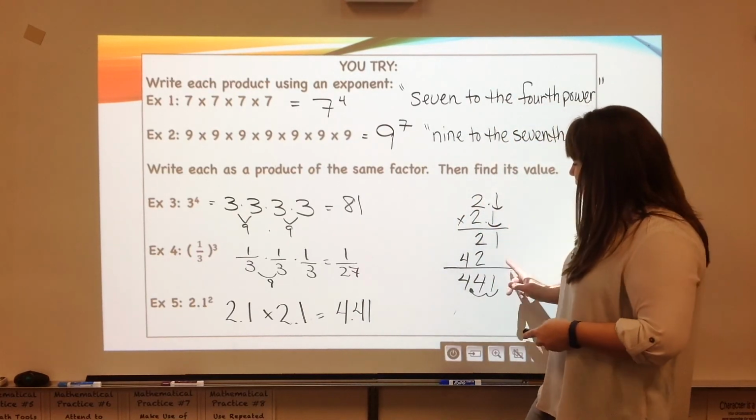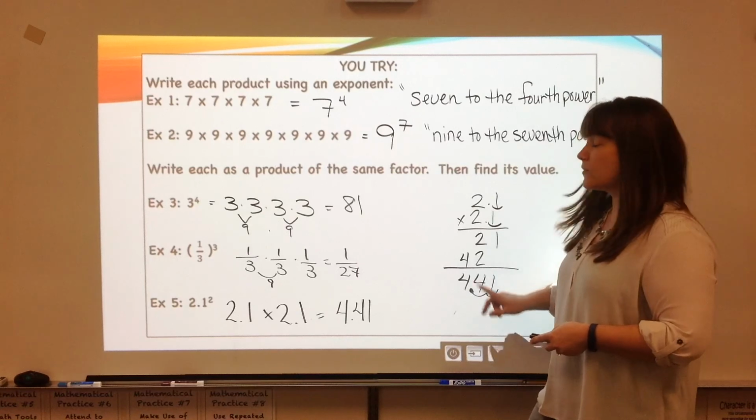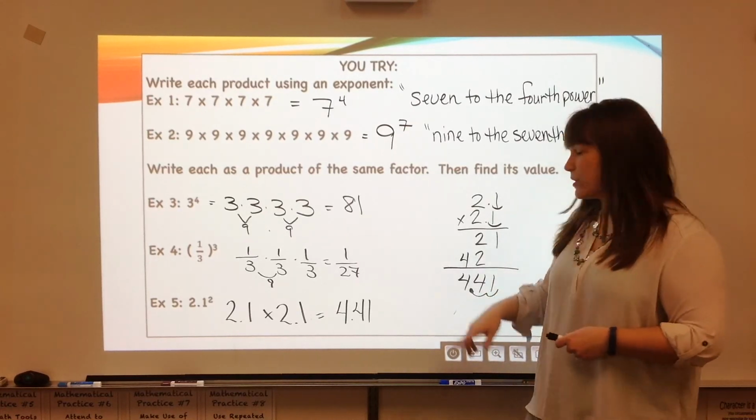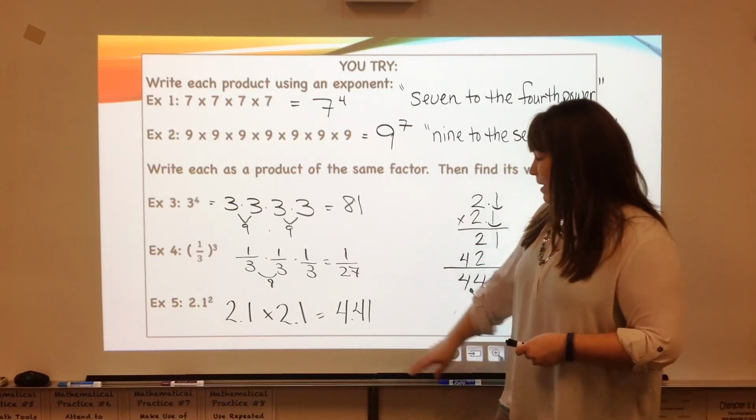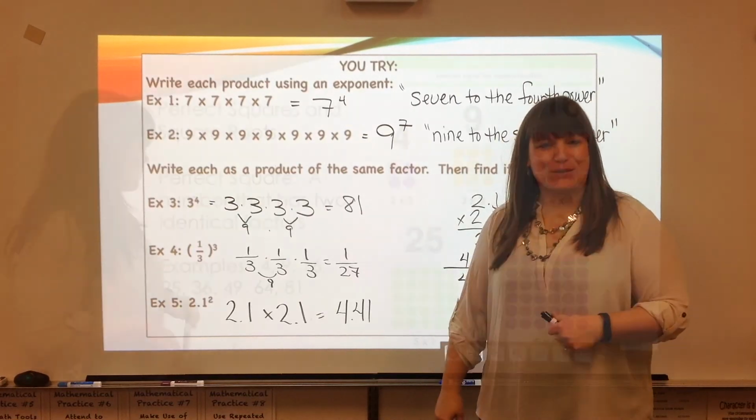The last one, we only had to multiply a decimal twice. So I did that over here. I got a 4, 4, and 1. The decimal has to go in between the 2 4's because there are 2 decimal places in our factors when I add them up. So we get 4 and 41/100ths.